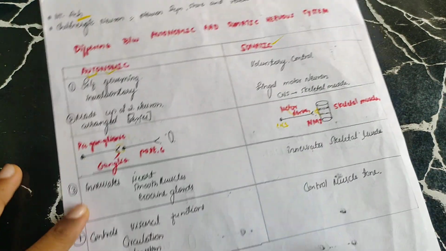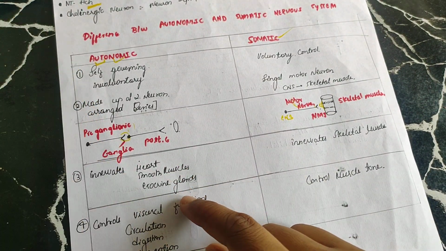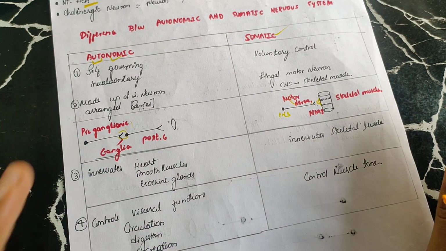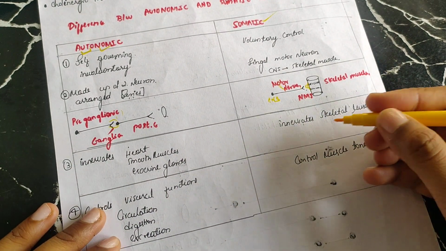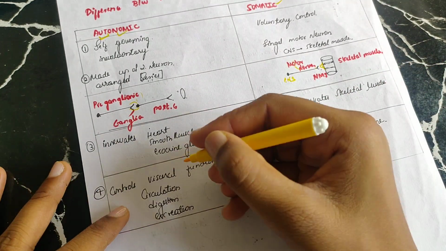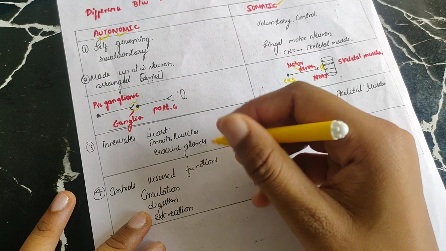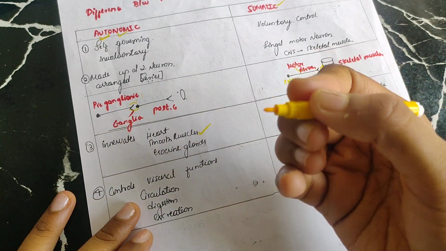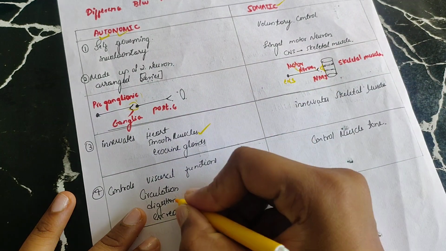These are skeletal. These innervate also. So this innervates all involuntary muscles like heart muscles, smooth muscles, and endocrine glands. Whereas this innervates only voluntary muscles, that is skeletal muscles. So as it involves skeletal muscles, it controls skeletal muscle too. These are involved in visceral functions because it supplies smooth muscles. Smooth muscles means it is involved in GIT, that is digestion function.